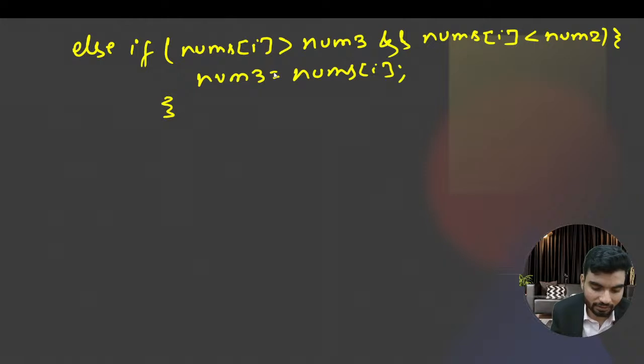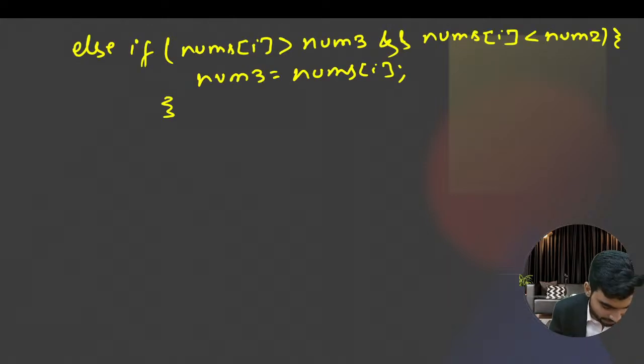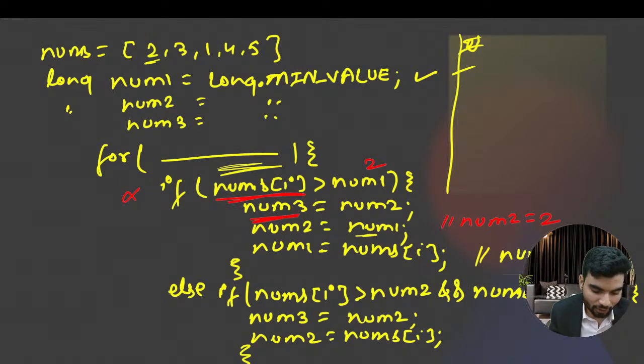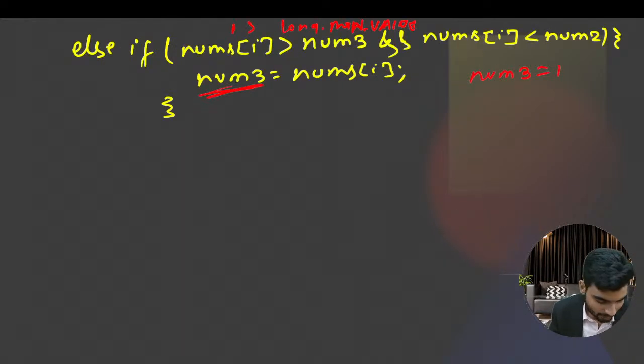So another condition: is the upcoming value greater than the value of num3? Yes, because we had here the value of Long.MIN_VALUE, right? So obviously this is greater. So now what will happen? It will be updated. So we'll have num3 as 1. Right? Again, what will happen? i++, we will have another value. Another value is 4. Right?